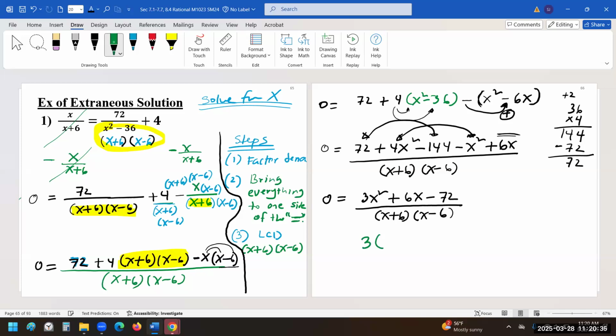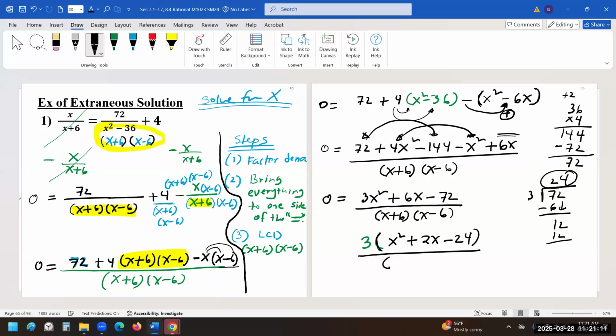Obviously the smallest one. So if we factor out your GCF 3 and you get from 3x squared, what do you have? From 6x, what do you have? 2x. And do you know what is 72 divided by 3? 24, 3 goes to 7 twice, so you get 6. You subtract, we get 12. So 3 times 4 is 12. We have 24 here over the denominator, plus 6 minus 6.